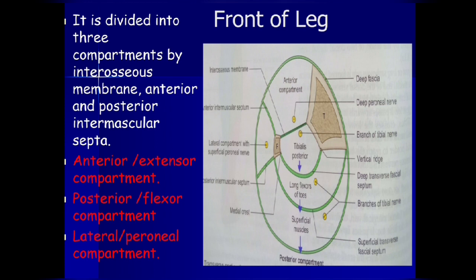Compartments are anterior compartment, posterior compartment and lateral compartment. In this diagram we can see this is the interosseous membrane, this is the anterior intermuscular septum and this one is the posterior intermuscular septum. So these septa and membrane give anterior, lateral and posterior compartments.